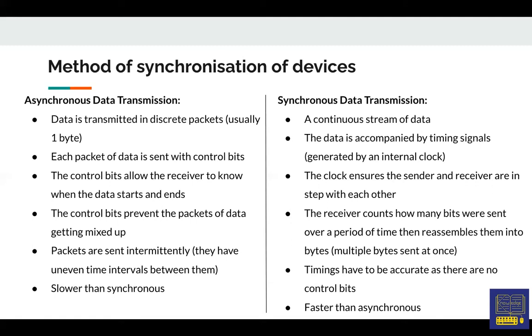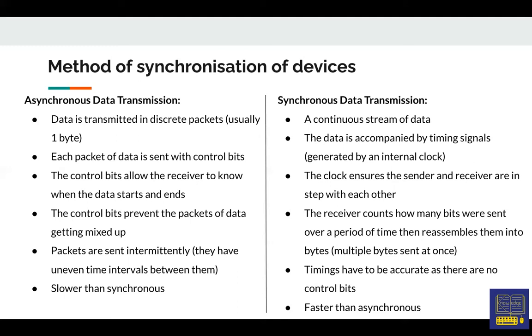Now, these timing signals are generated by an internal clock, and these signals basically make sure that the sender and receiver are in step with each other. What that means is that the sender and receiver are both calibrated in the same way, so that when the receiver gets the data, it is able to understand how it should be interpreted. All right. So the receiver basically will count the number of bits sent in a period of time, and then it reassembles them into bytes.